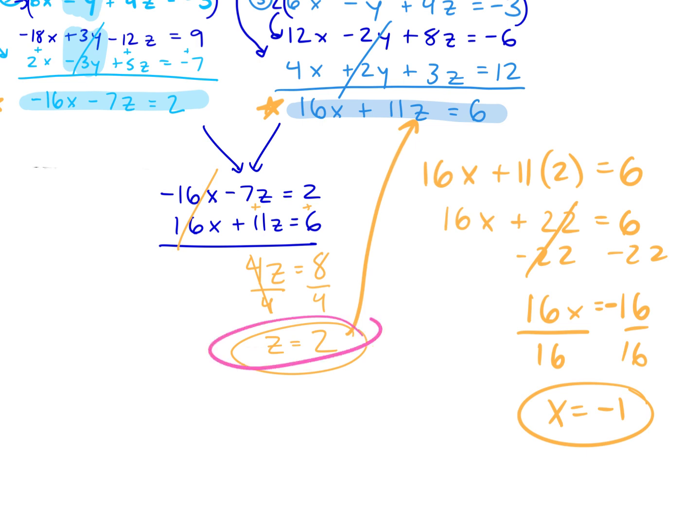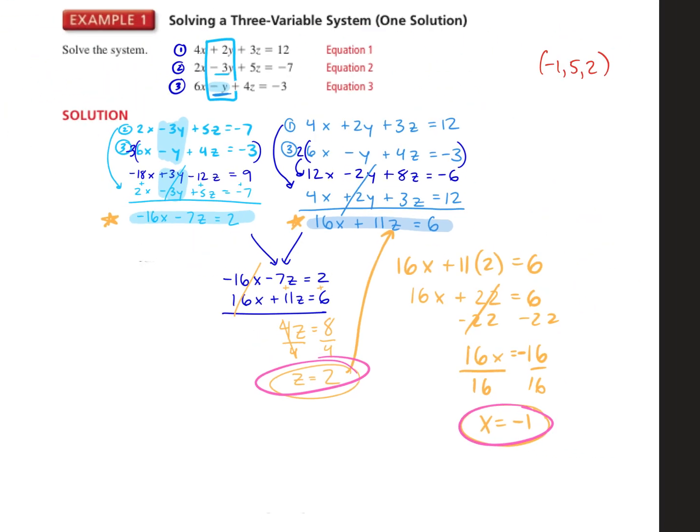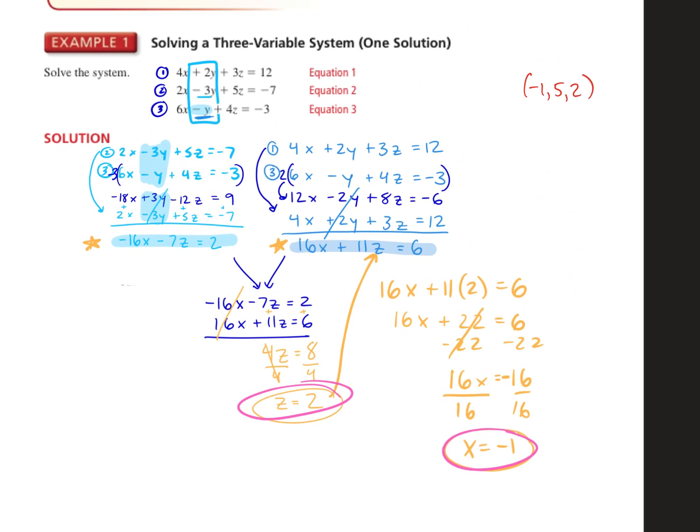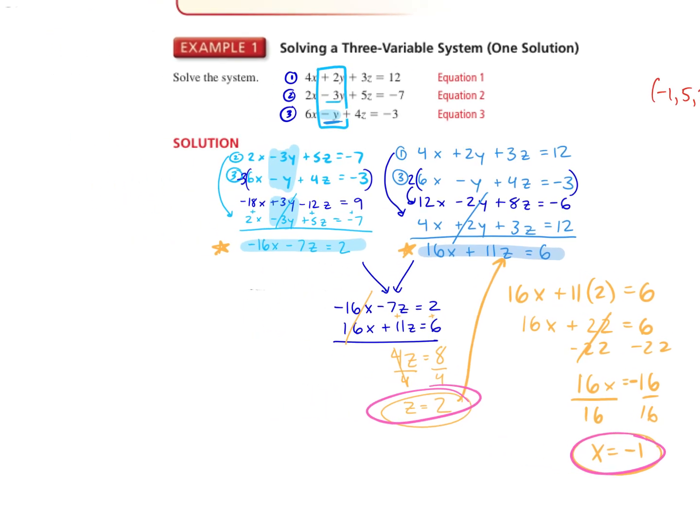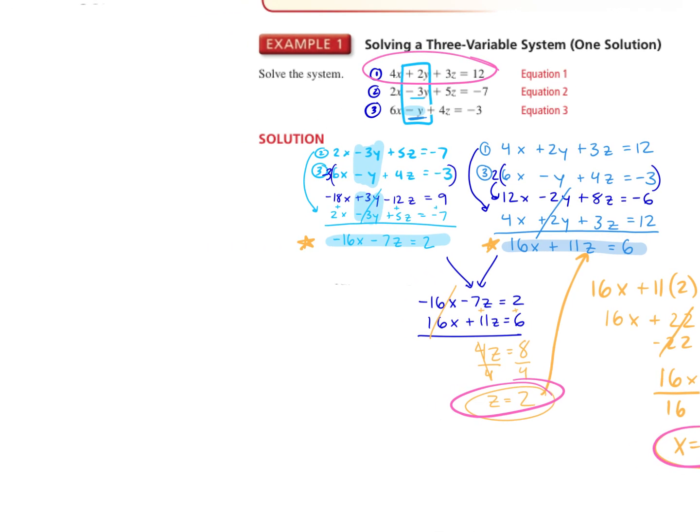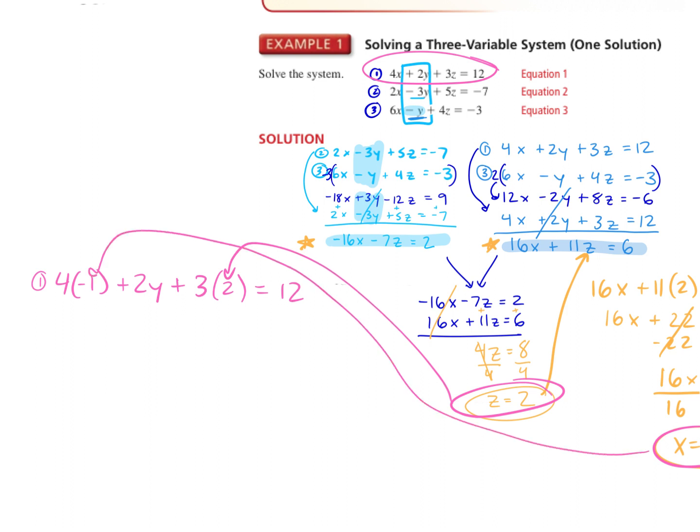We found 2 of our variables. How do you think I can find the third one? Plug them both back into one of our original equations. Again, it doesn't matter which original equation you want to plug it into. I'm just going to plug them into the first one. So I'm plugging them into equation 1. We have 4x, which is 4 times -1, plus 2y, plus 3 times z, which is 2, is equal to 12. So I plugged in z and I plugged in x.